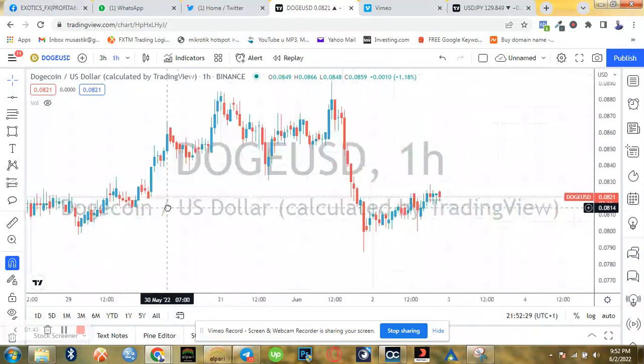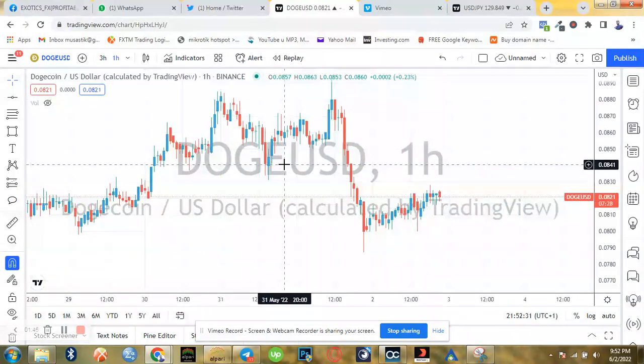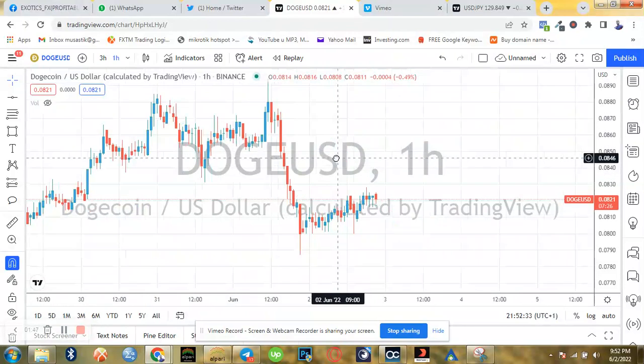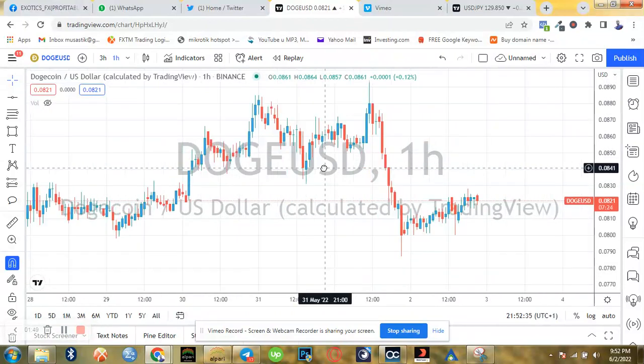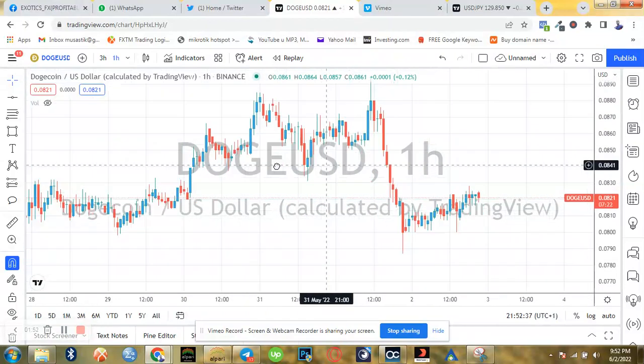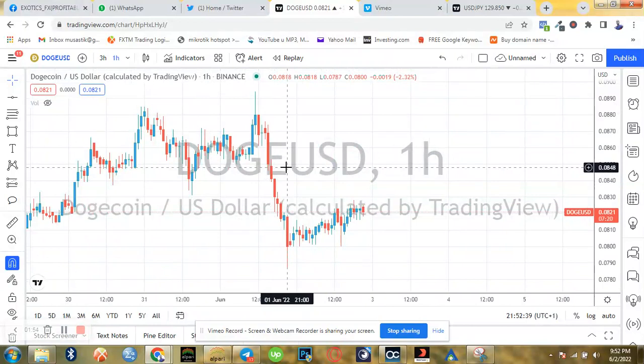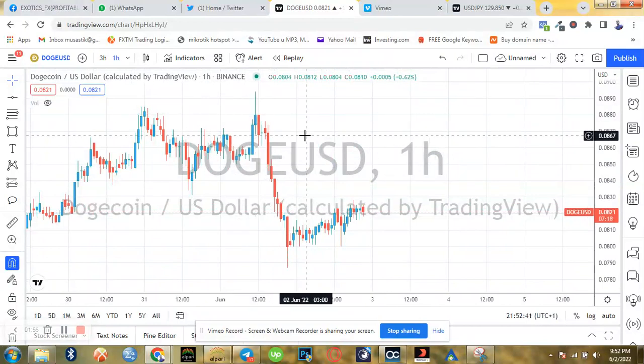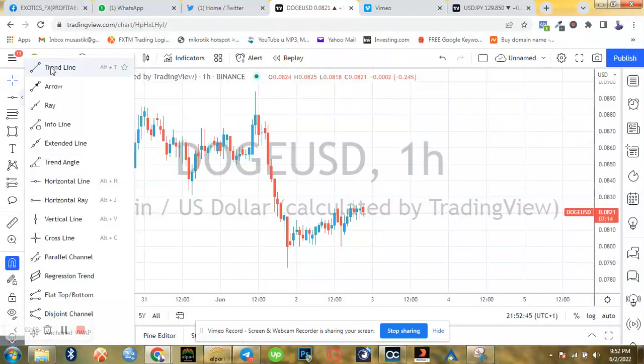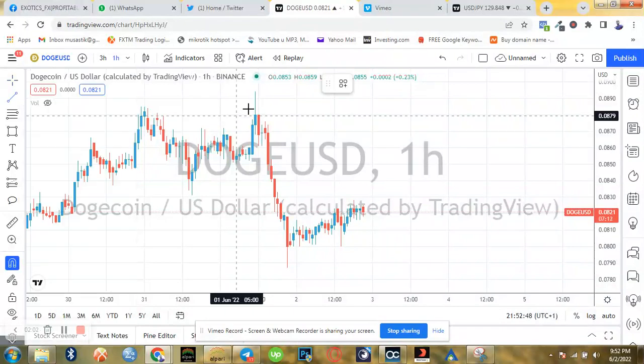So this is dog USD, this is what I found today, and this is what I want to trade today. How would I trade this? I already see that it's a flag. How did I know that it's a flag? One of the reasons I know it's a flag is because of this.